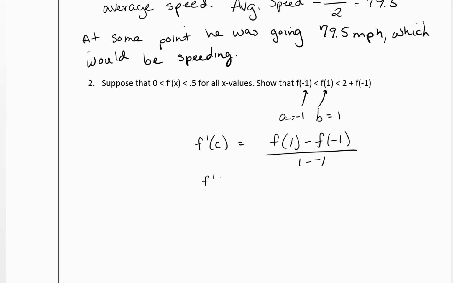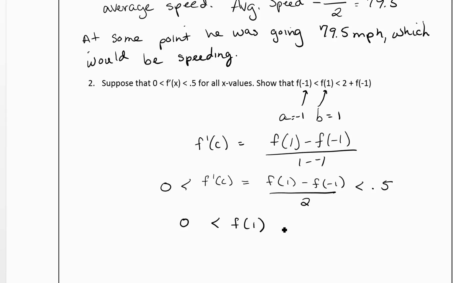So this tells us that our derivative at some point is equal to f of 1 minus f of negative 1 over 2. Now, we know that our derivative is always between 0 and 0.5. So that tells us that this, f of 1 minus f of negative 1 over 2, is between 0 and 0.5. So we can multiply everything through by 2, so that would be 0 is less than f of 1 minus f of negative 1 is less than 1. Oh, this in the problem should have been a 1. Otherwise this doesn't quite work out.